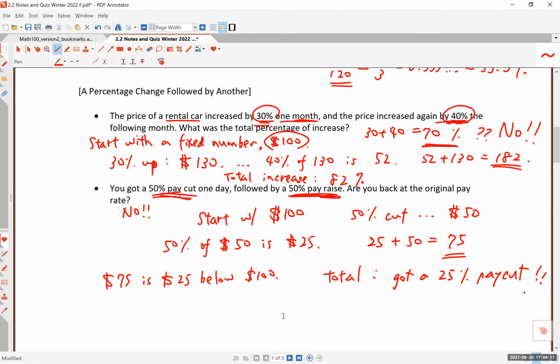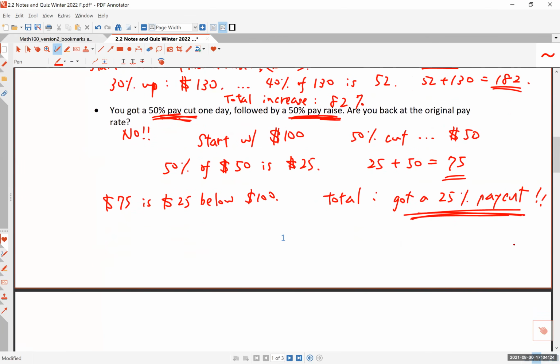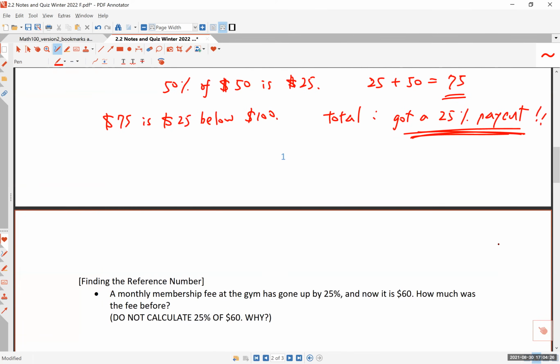Not a very good piece of information for you, right? But again, this just illustrates the fact that you cannot just add two percentages. So again, percentages can be deceptive, and you have to be very careful when looking at these numbers.